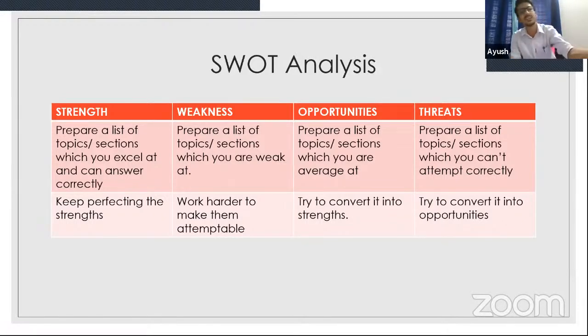Now move on to weakness. As with strength, you have to find your weaknesses. Find out the topics and sections which you're weak at. Again, you can work on subdivisions. Now you have to work hard to make them attemptable.